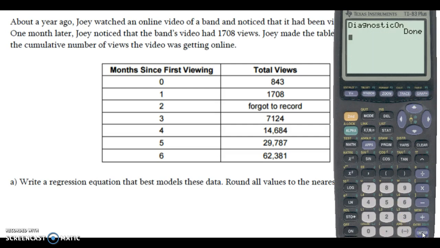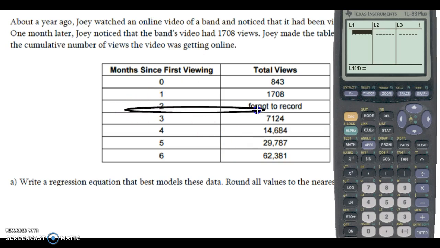Now the diagnostics should be on. In my Stat Edit menu, I don't have any information, so I'll start putting in the information now. As a brief note, you should notice that for 2 months, Joey forgot to record it, so this piece of information should not be inputted into the table because there's an X value, but there's no Y value to put in there. So let's record the data into our calculator now.